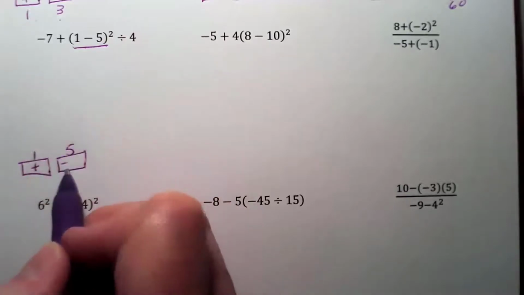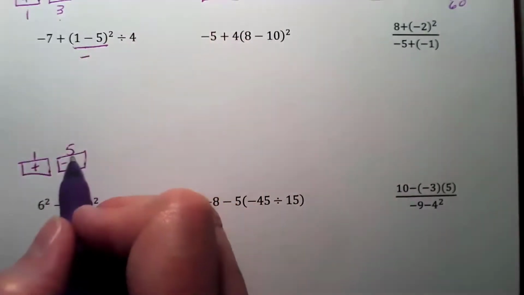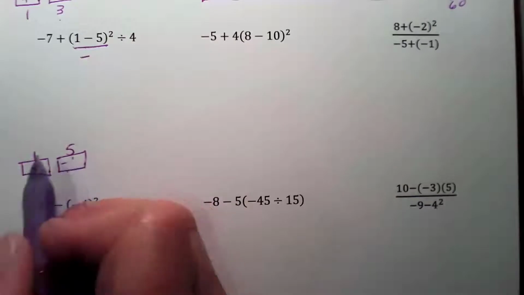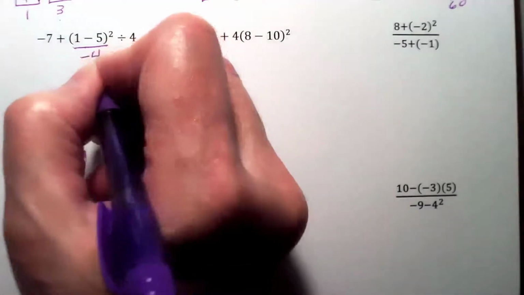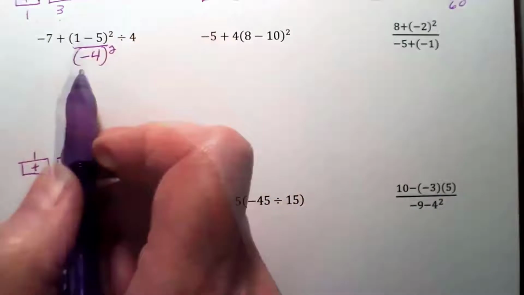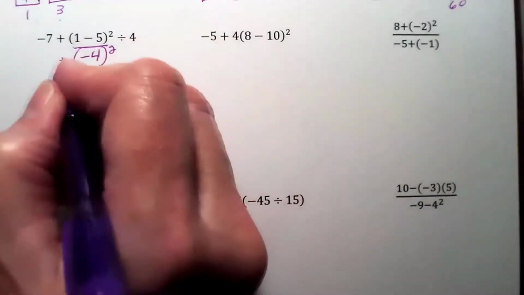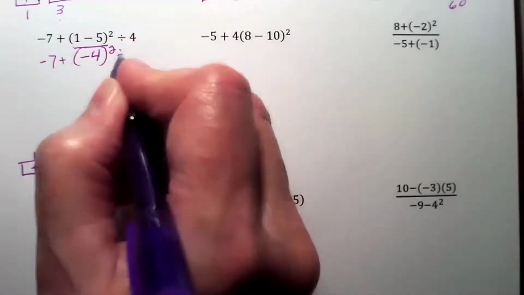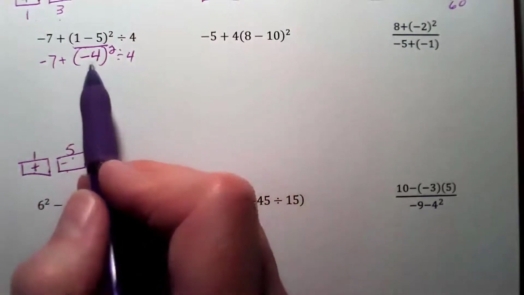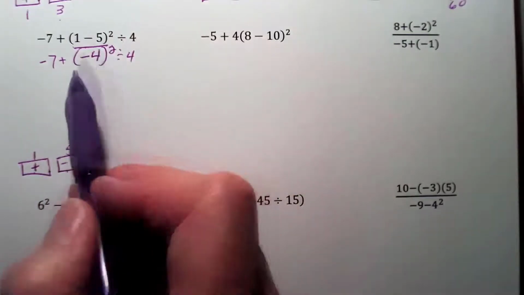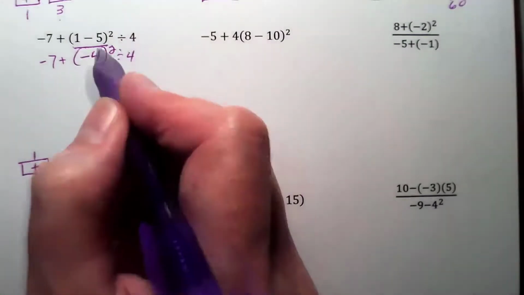Which box has more? The negative has more. And how many more? Well, 5 is 4 more than 1, so 4 more. So now I have 1 minus 5 is negative 4. Next, this is not parentheses that I can do anything inside, so my next thing is exponent.